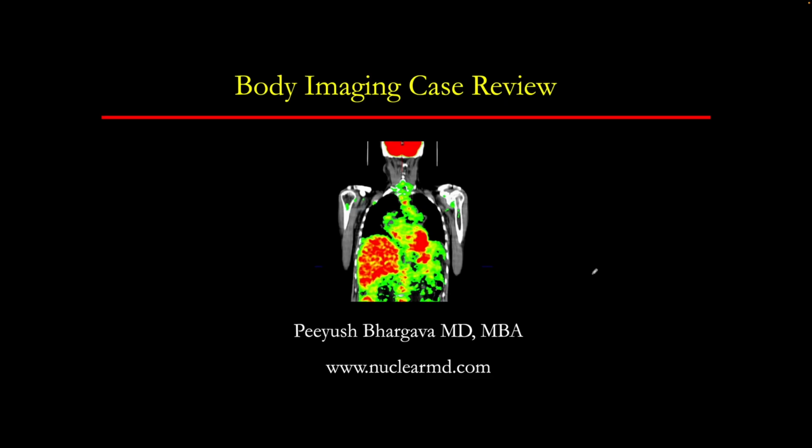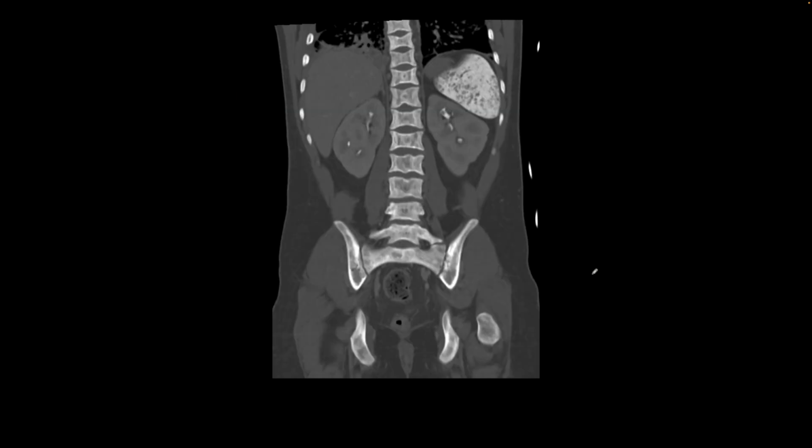This next video is in the series Body Imaging Case Review, and I have multiple interesting cases to share with you all. This is our first patient, and on this coronal image from their CT of the abdomen and pelvis and bone windows, we find some interesting findings. One is this calcified spleen and the other is the fish mouth appearance of vertebral bodies, and they both point towards sickle cell disease.